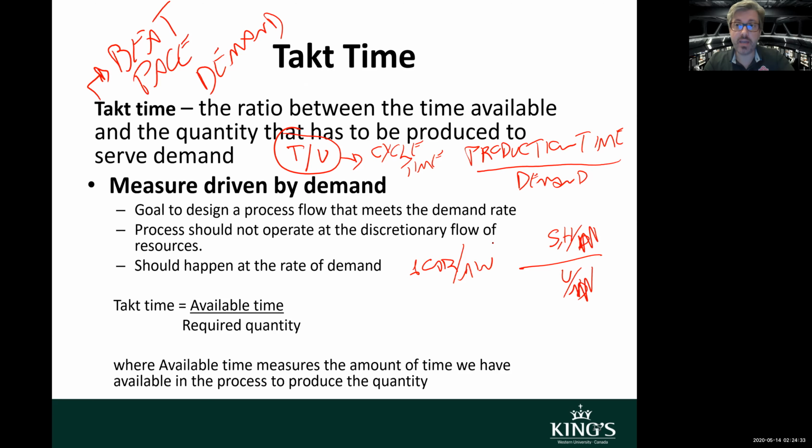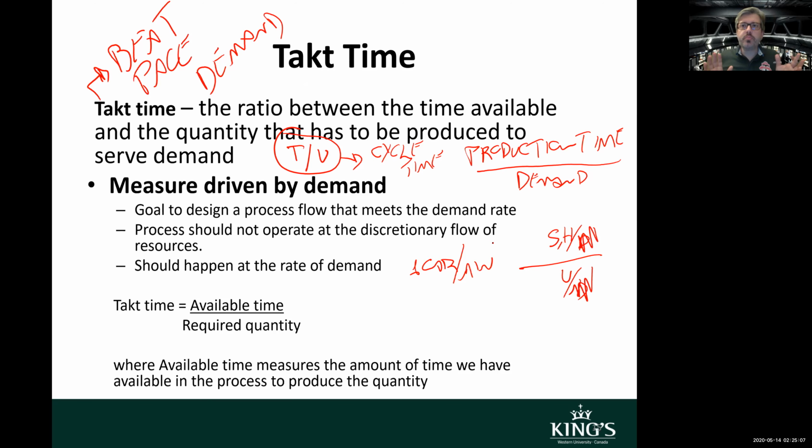It is the demand that tells you what pace you should run your operation. So process should not operate at the discretionary flow of resources. That is a key component of takt time. We do not want to run an operation at the fastest pace possible without demand to realize that operation.